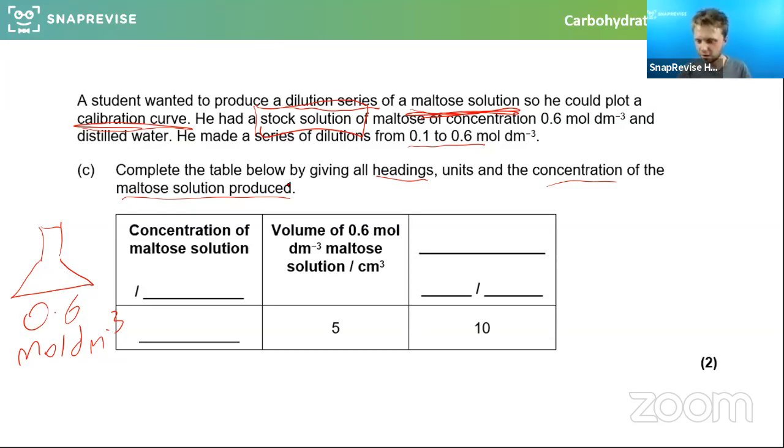Excellent. Someone has written in the right concentration. I like that. So this one here is mole per dm minus 3. Okay, this is something interesting. You see this little dash here.